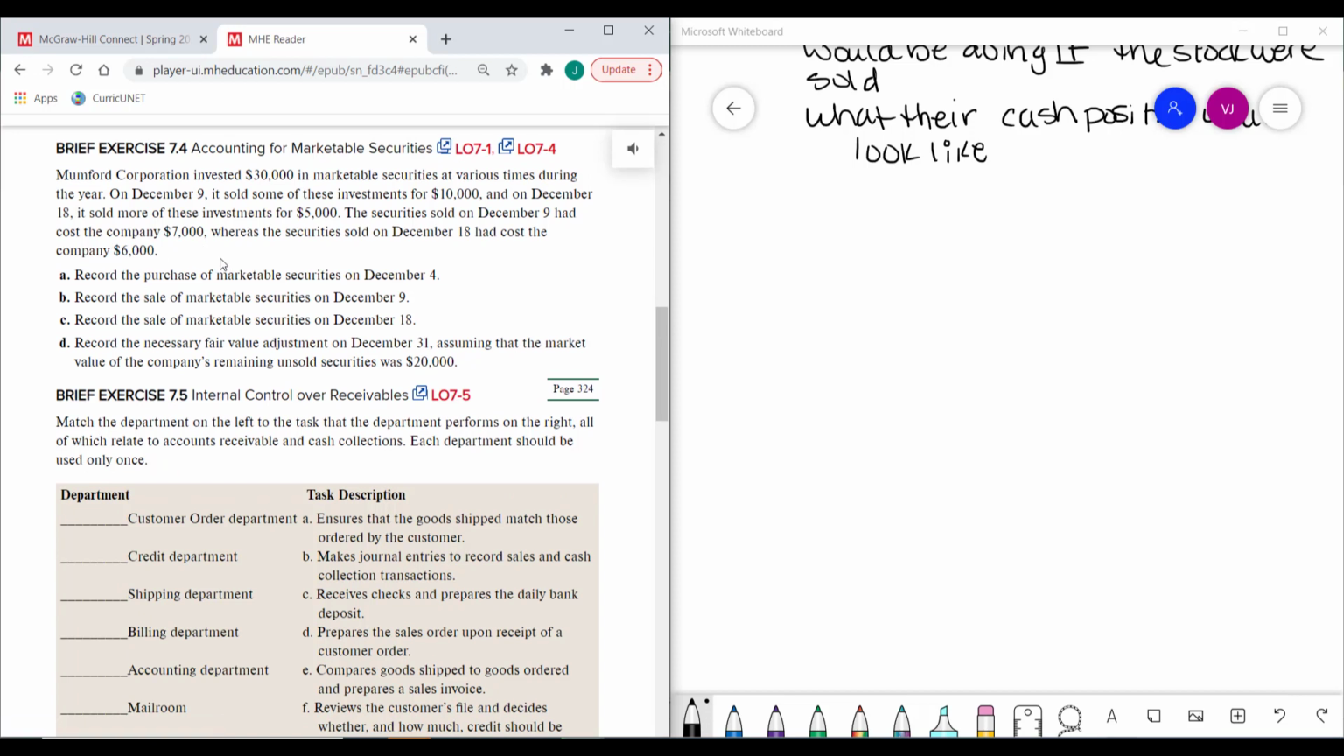So it says A, record the purchase of marketable securities on December 4th. Basically we bought $30,000 of marketable securities. It says at various times during the year, but we're just going to record the overall purchase of $30,000 in total on December 4th. What does that look like? Well, marketable securities is an asset, so if we bought more marketable securities, we're going to debit the marketable securities account for $30,000, and we're going to credit cash for $30,000.